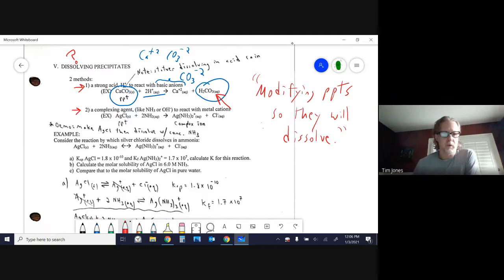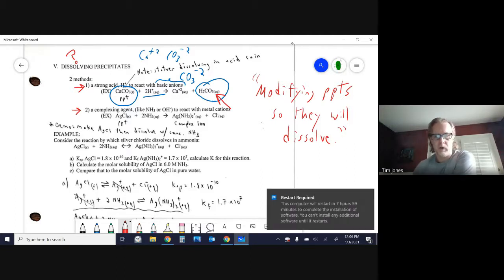Another example, and this one we're really going to look at in detail, is doing what's called a complexing agent. And this, again, it will modify one of the ions. Now, we haven't really talked about what are called complexes yet.